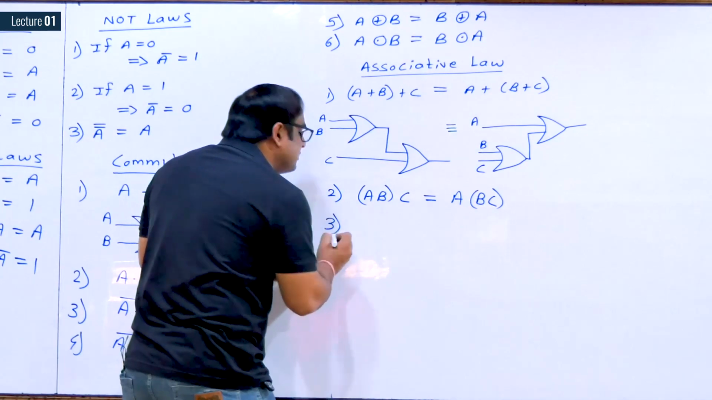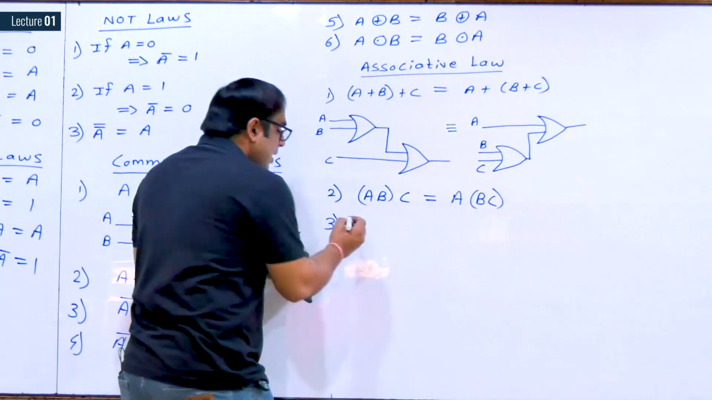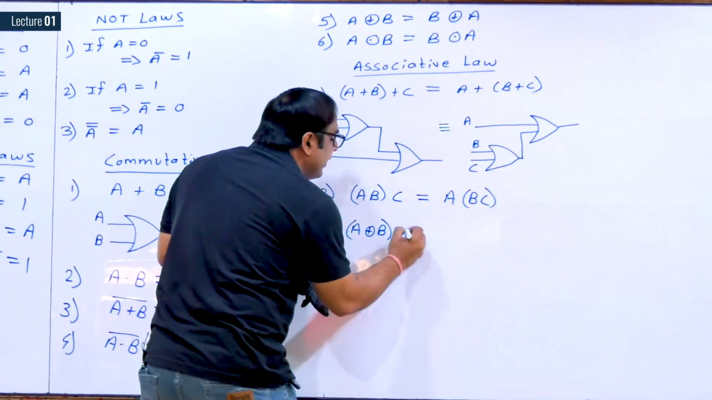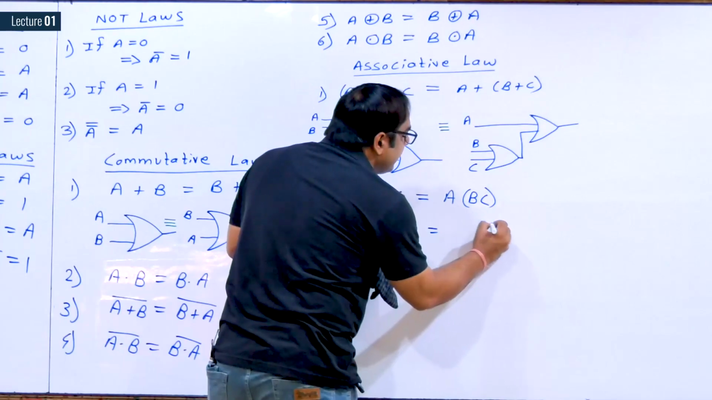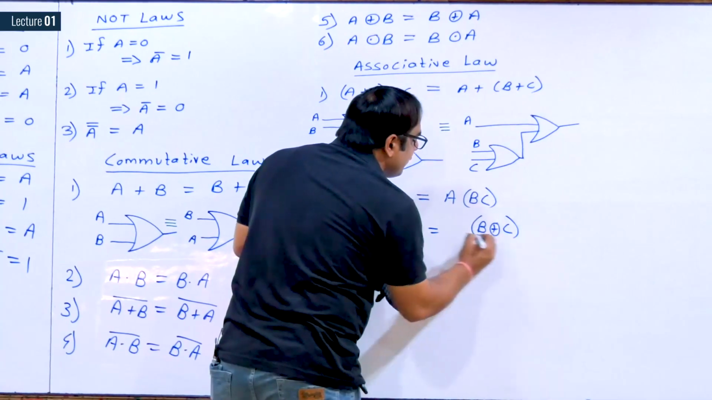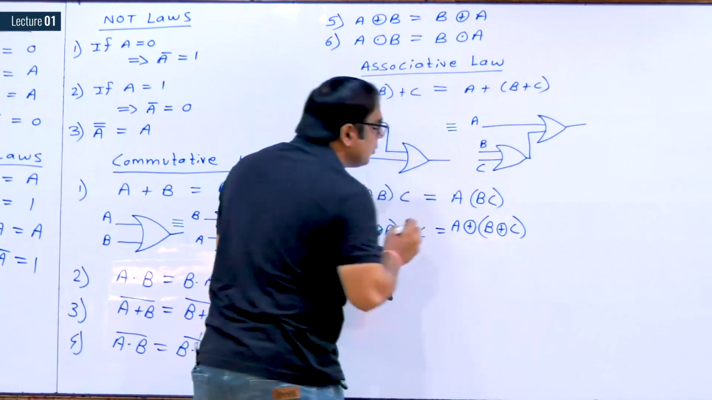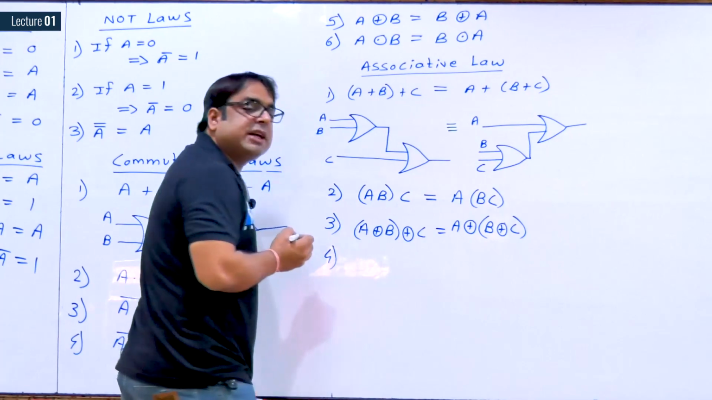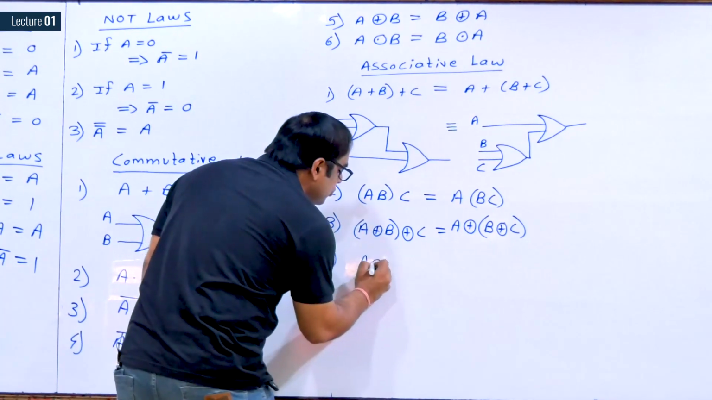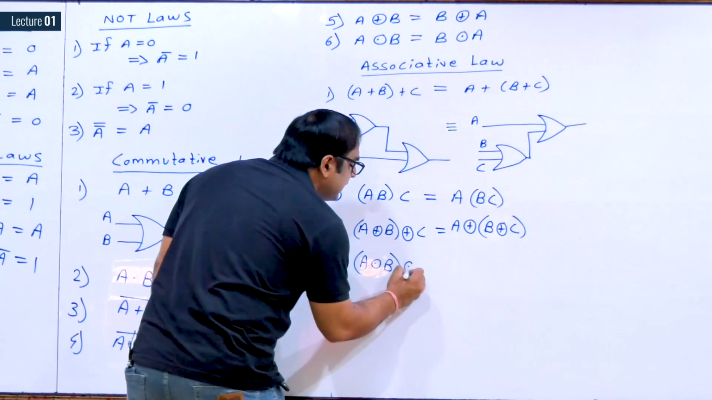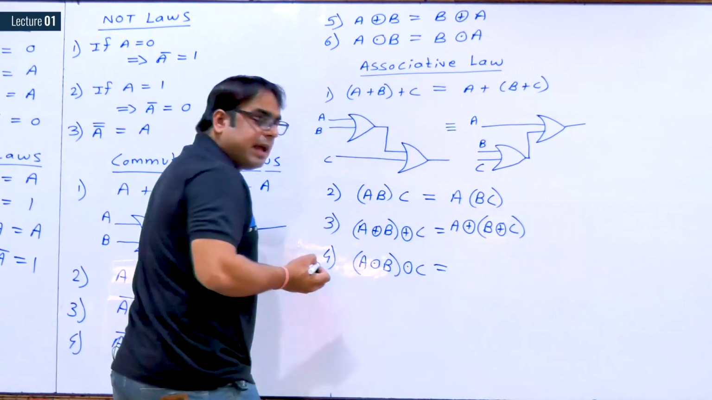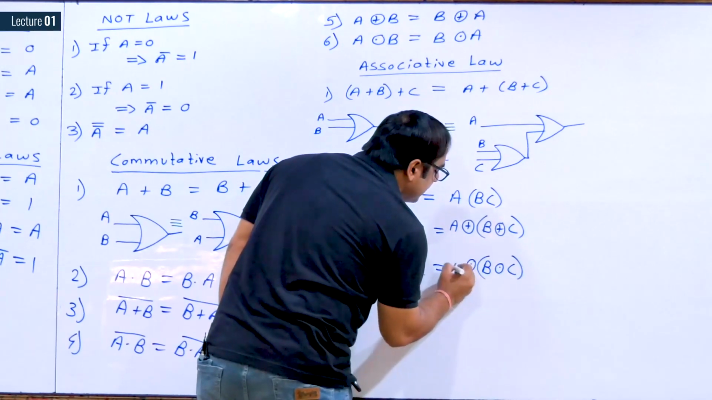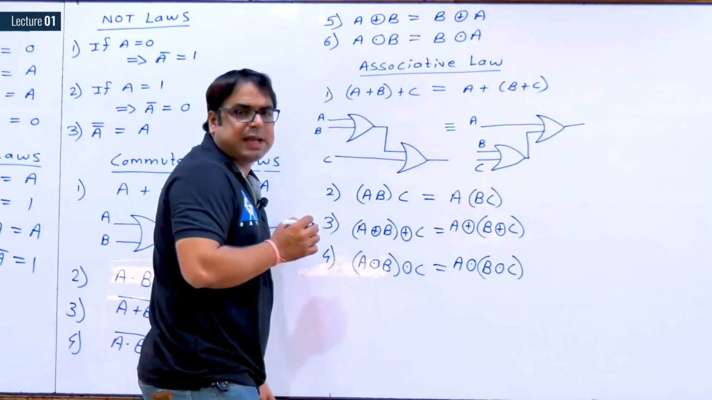Let us say I want to write for XOR gate. If I solve A and B first and then output with C, this will be equivalent to solving B and C first and then solving the output with A. In the same way, if I want to write for XNOR gate, if we solve A and B first and then the output with C, it will be equivalent to solving B and C first and then solving the output with A.